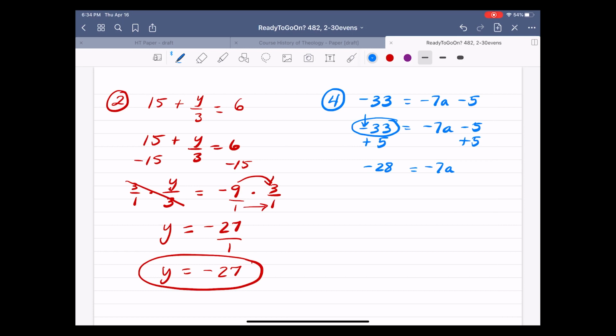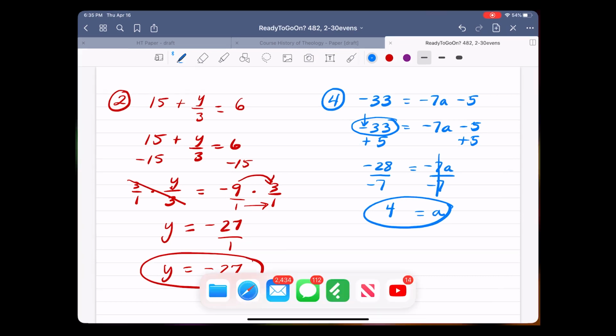A is my variable. It's being multiplied by a negative 7, so now I'm going to divide it by a negative 7. If I divide the left, I have to divide the right. Negative 7 divided by negative 7 is 1. 1 times a is a. Negative 28 divided by negative 7 is 4. 28 divided by 7 is 4, and negative divided by a negative is positive. So our answer for number 4 is 4. Let's move on to number 6.